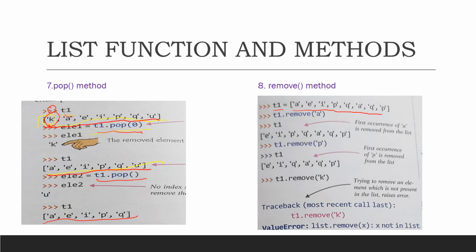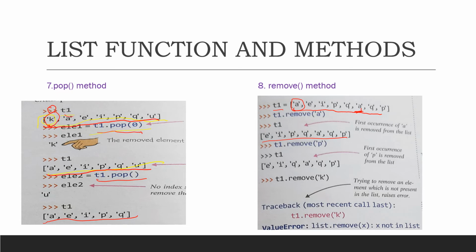So this code will look for the first occurring letter in this list. The first occurring letter A is this one. There is another A, but it will look for the first A coming in the list. So now it will remove the first A. And again, if you want to remove another A, then you have to follow the same step again, and then it will remove the second A as well.